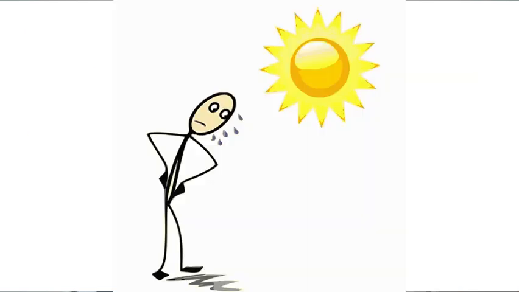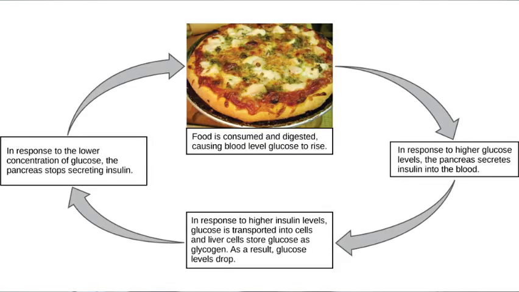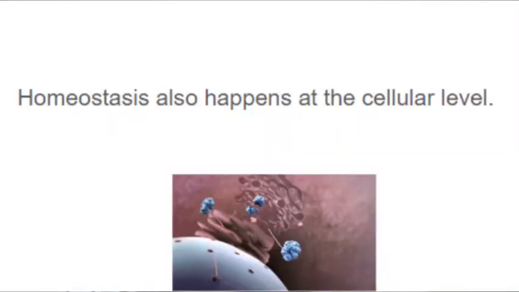So for instance, if you get too hot, your body will try to cool down. If your blood sugar gets too high, your body will try and lower your blood sugar levels. It does this through a mix of negative and positive feedback loops that we talked about in another lesson. Now, when we talk about homeostasis, we usually will talk about it on sort of a body level, but things are also happening at a cellular level.